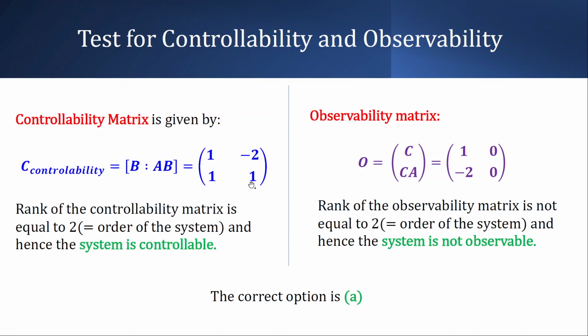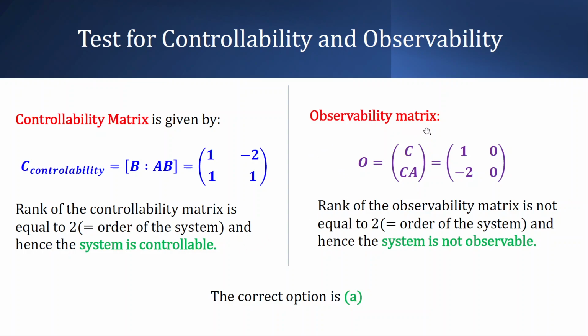Now, what we can do is find the determinant of it. What would be the value of the determinant? That is nothing but 1 minus of minus 2, that is 1 plus 2, which is equal to 3. As the determinant is not equal to 0, we can conclude that the rank of the controllability matrix is equal to 2, which is equal to the order of the system, and hence the system is controllable. Having understood that the system is controllable, now let us check for the observability of the system.